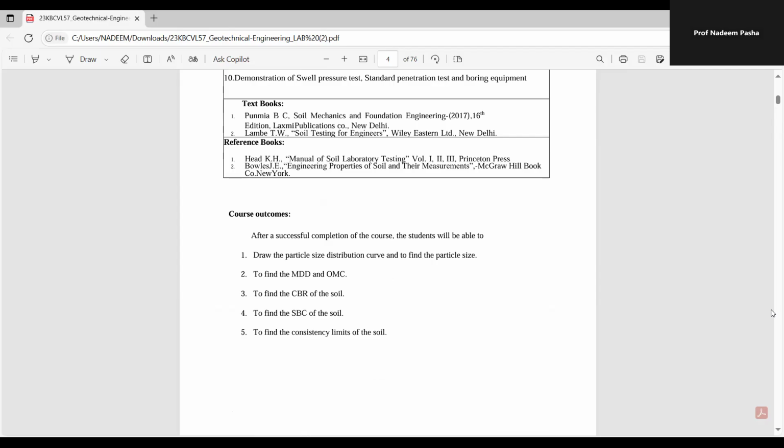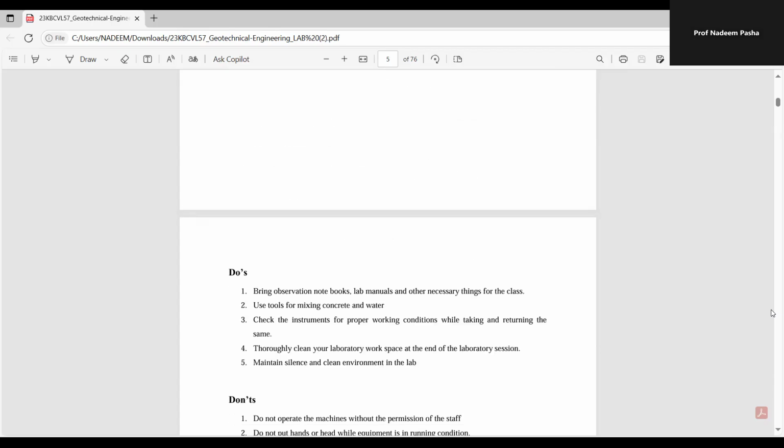So what are the course outcomes? After successful completion of the course, the student will be able to draw the particle size distribution curve and to find the particle size, to find the maximum dry density and optimum moisture content, to find the CBR of the soil, to find the SBC of soil, to find the consistency limits of soil.